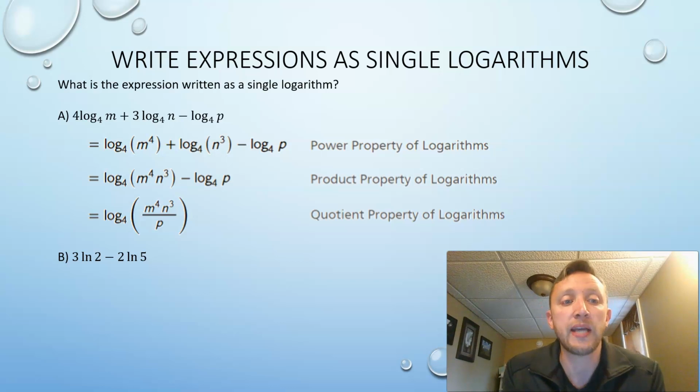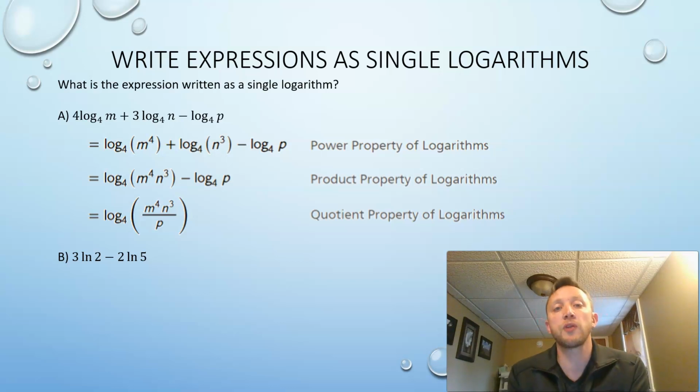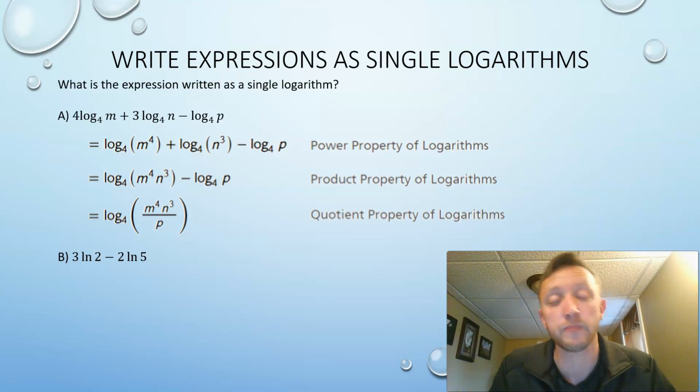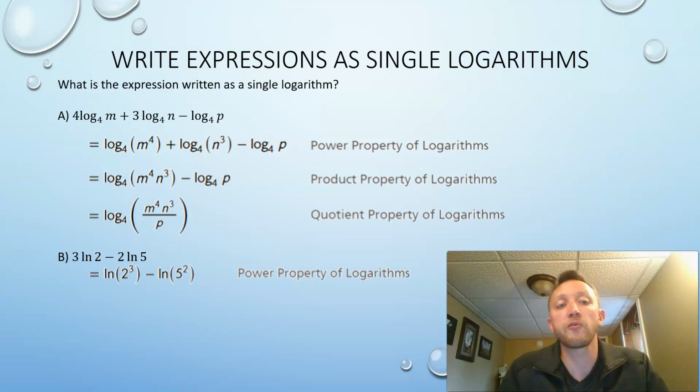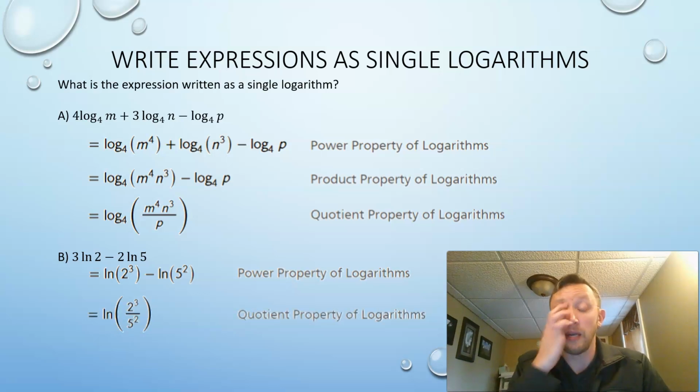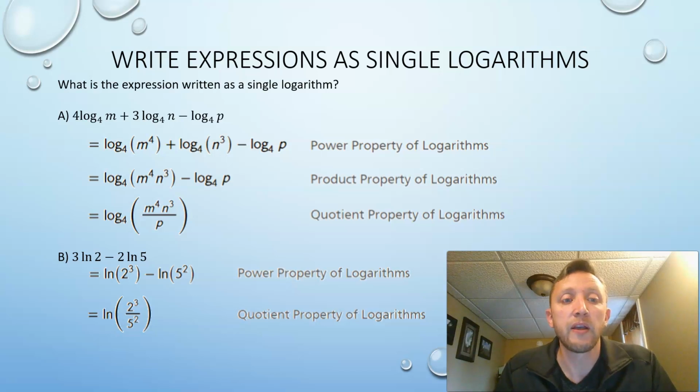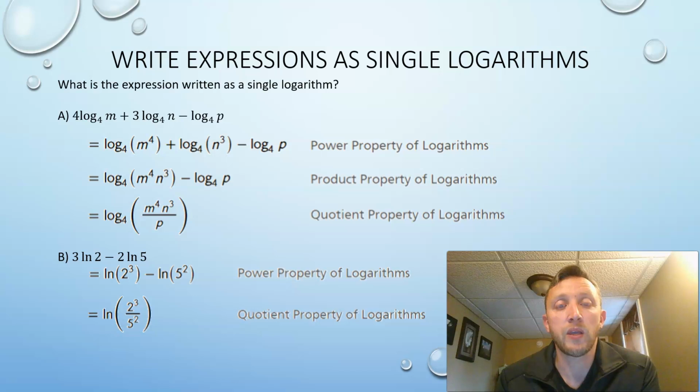Okay, let's look at the next one. Here we have 3 times the natural log of 2 minus 2 times the natural log of 5. Again, remember, we look for exponents first. Those exponents would be represented as numbers in front of the logarithms, or in this case, the natural logarithms. So the 3 would be an exponent for the 2. The 2 would be an exponent for the 5. So we'd have natural log of 2 cubed minus natural log of 5 squared. And now we would combine that as a single logarithm. So we would have natural log of 2 cubed divided by 5 squared, as a single logarithm.